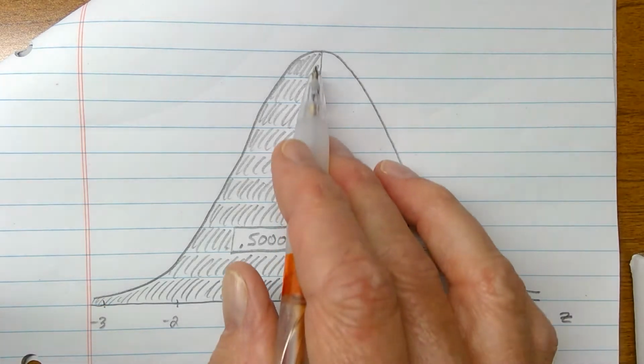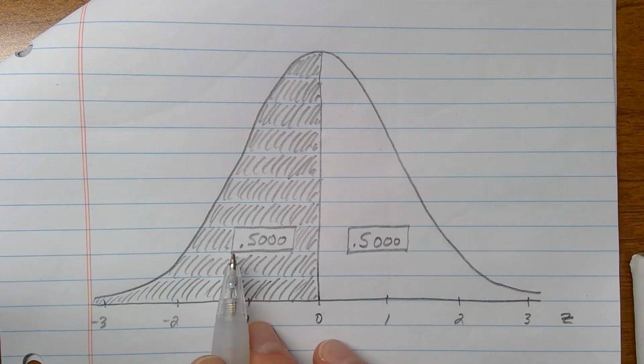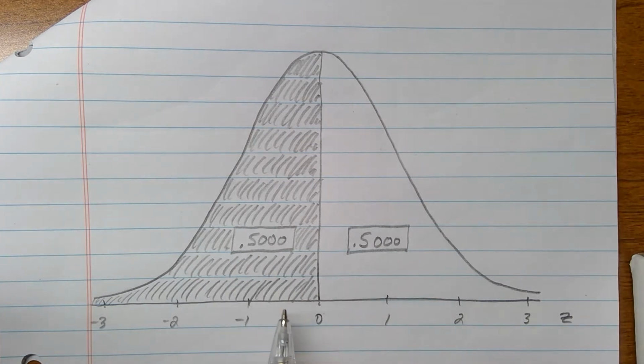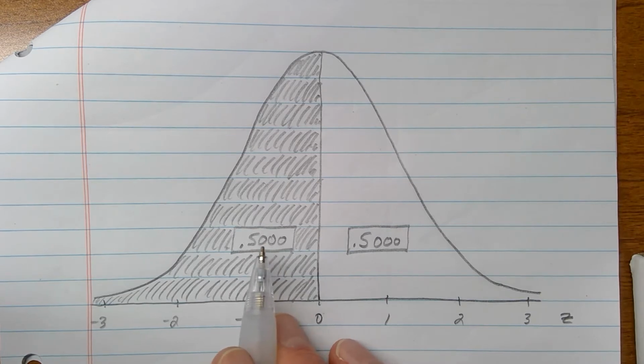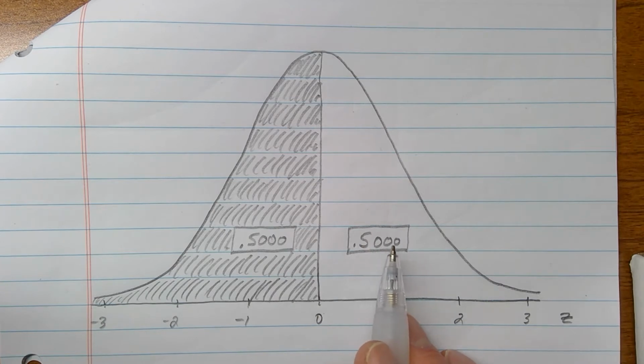0 splits the curve exactly in half. So there's 50 people over here and 50 people over here. 50% are less than 0, 50% are greater than 0, and 50% as a decimal is 0.50. And I just went ahead and went 4 decimal places because that's how it's going to look in the Z table in a minute. We're going to go 4 numbers past the decimal.